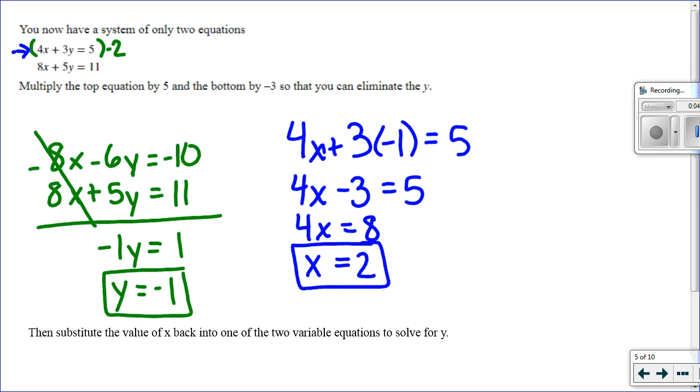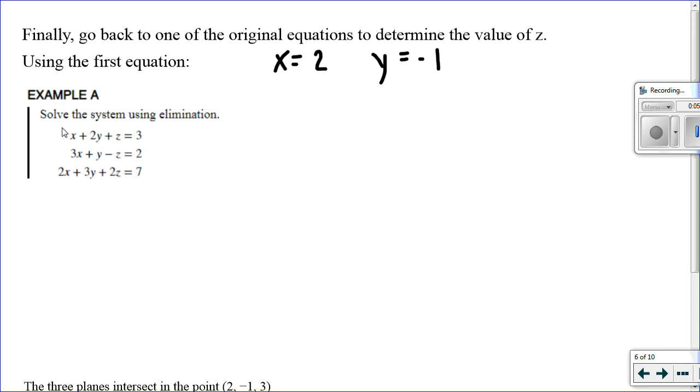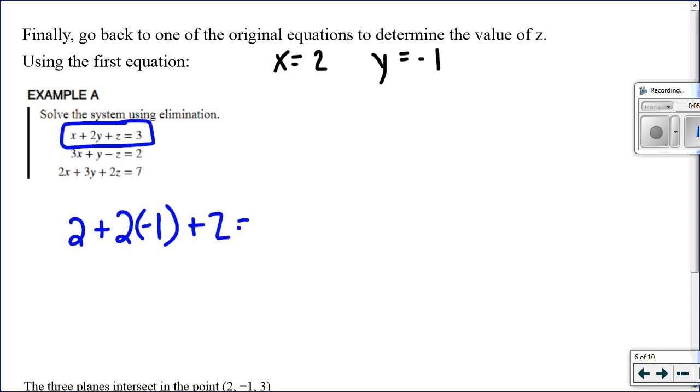So now that I have my x and my y, you can imagine what we might do then to find my z. To find my z, I can take any one of those equations and plug in, or substitute, I should say, my x and my y, and I'm just left with z. So let's just go ahead and maybe use this top one. It doesn't matter which one I use, right? So now I have x is 2, y is -1, so I'm just substituting into that first equation, plus z equals 3.